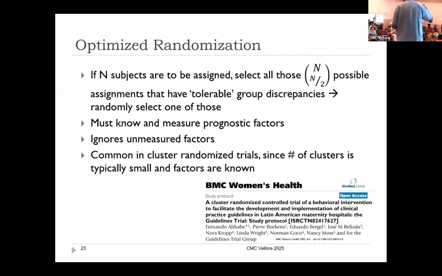I've seen this done commonly in cluster designs because we have fewer units being randomized. When you randomize individuals, usually you expect that things will balance out. If you do more than 100 people, well, actually, you need around 500 or more for things to more or less balance out. You still may get bad luck, but it's less likely the larger your sample size.